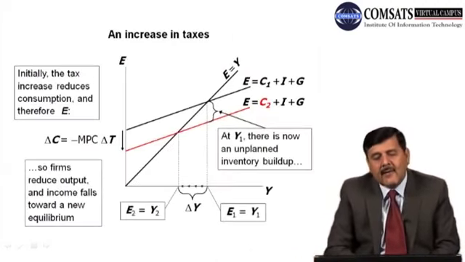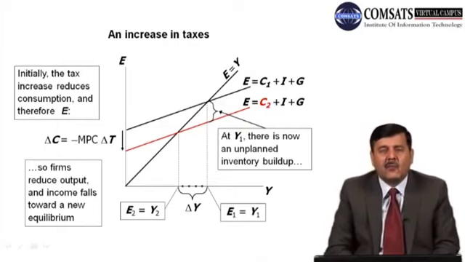Now the second multiplier is the tax multiplier, or whenever there is a change in expenditure, change in income due to change in taxes, that is known as the tax multiplier. We'll see how change in taxes affects the level of income and expenditure in the economy. On the y-axis we are taking planned expenditure. On the x-axis we are taking the income level. You see we have the income line, which is E equal to Y.